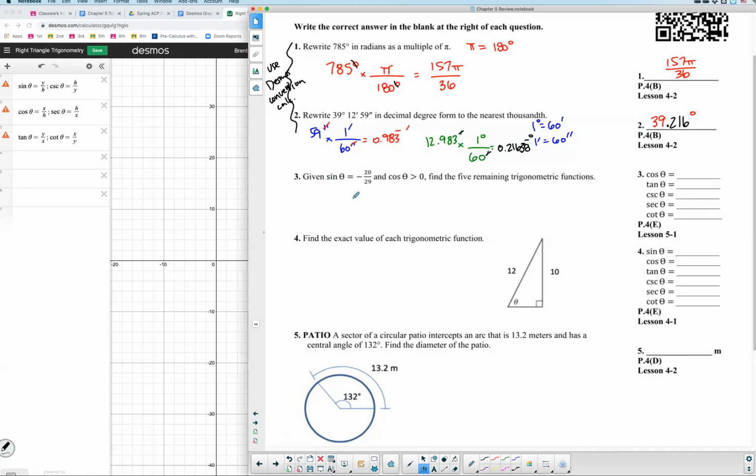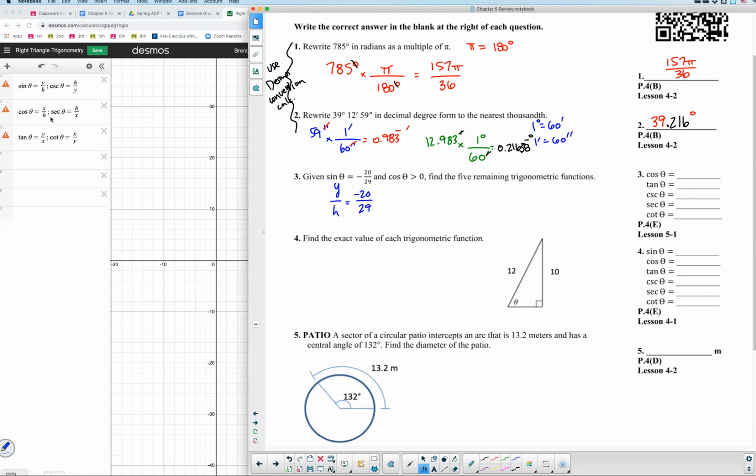Okay, so it says sine is -20/29. And I want to remind you that sine over here is listed as y over h. So I can substitute. There was a rule we learned, that the hypotenuse is always positive. So that means the y takes the negative. So it'd be -20 divided by 29.